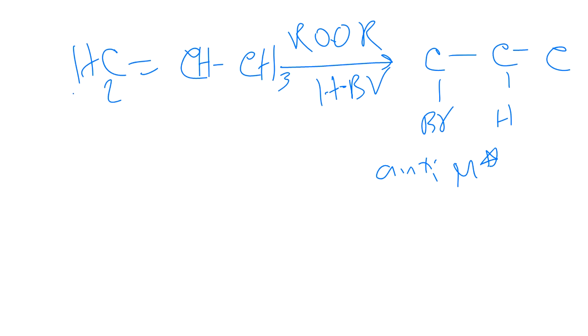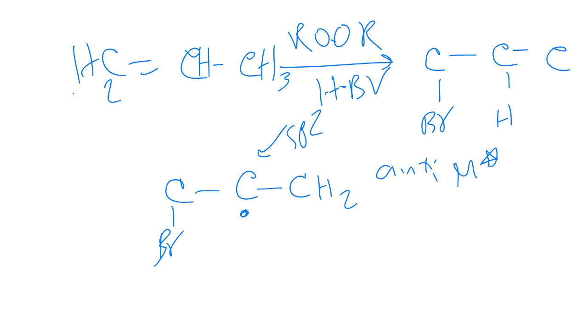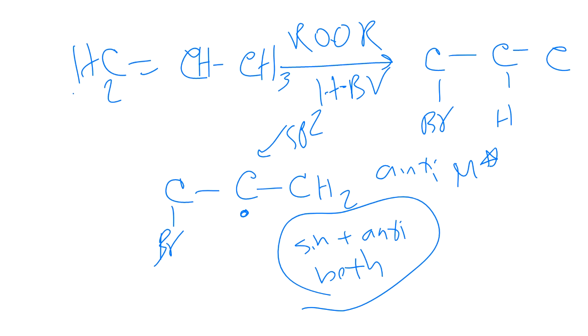Anti-Markovnikov addition. Is it going to be syn or anti-addition? This one is also both, because in this case, when the Br comes in first, you will get the free radical. And for a free radical, you also have sp2 hybridization. So addition is going to be both syn plus anti-addition, both. That's for addition of HBr.